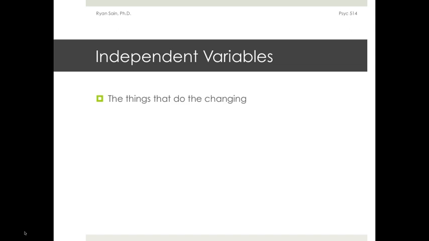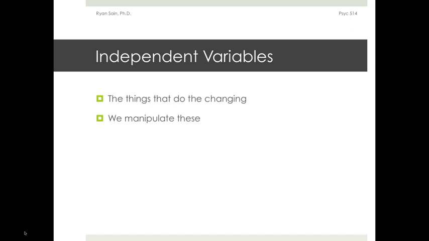Independent variables, these are the things that do the changing in a study. So in a study, when we manipulate something, we're manipulating the independent variable, right? So we tweak that. That's the thing we're interested in. We want to see what effect our IV, or our independent variable, has.